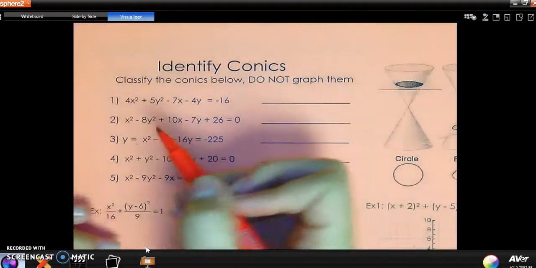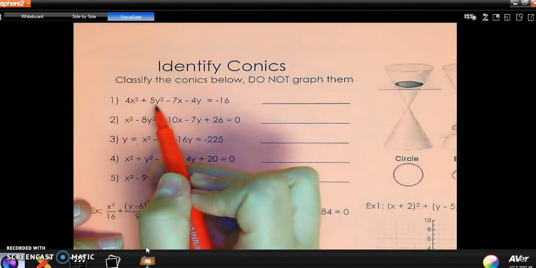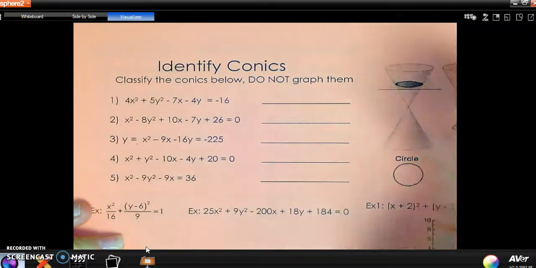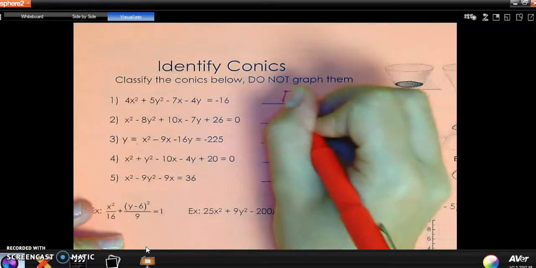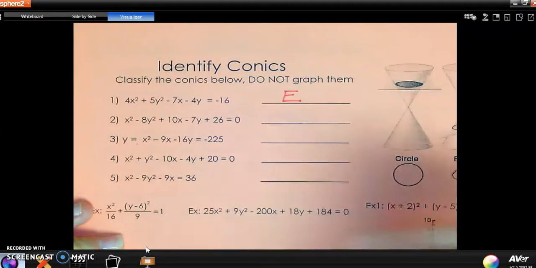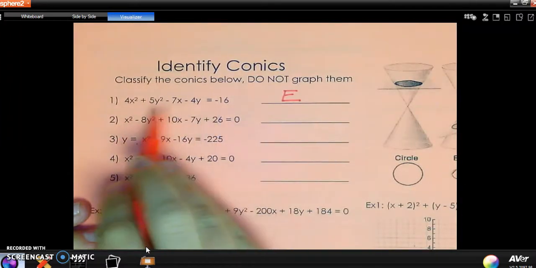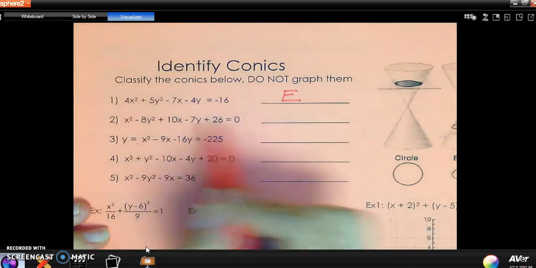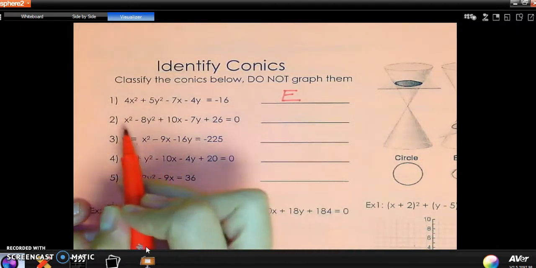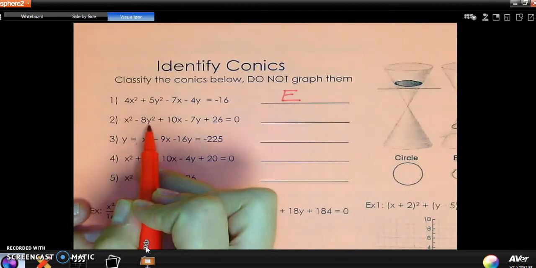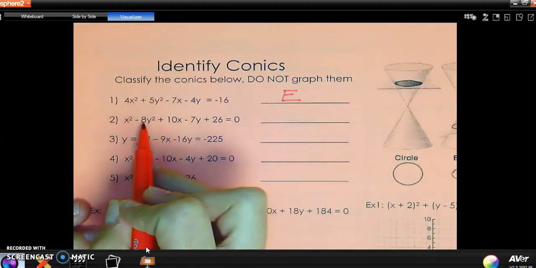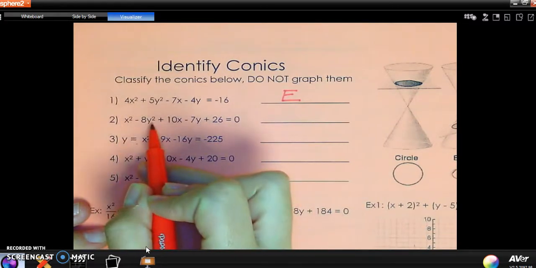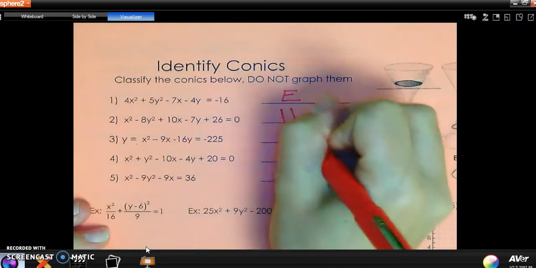Hopefully here you said, all right, there's two squared terms. They're both positive, but the coefficients are not the same, so that means that it's an ellipse. Notice I'm not paying any attention to the other stuff. I'm really only looking at those squared terms. Here, there's two squared terms, but one of them is negative. Again, you're using that flow diagram. There's two squared terms, but one is negative, so that tells you it's going to be a hyperbola.